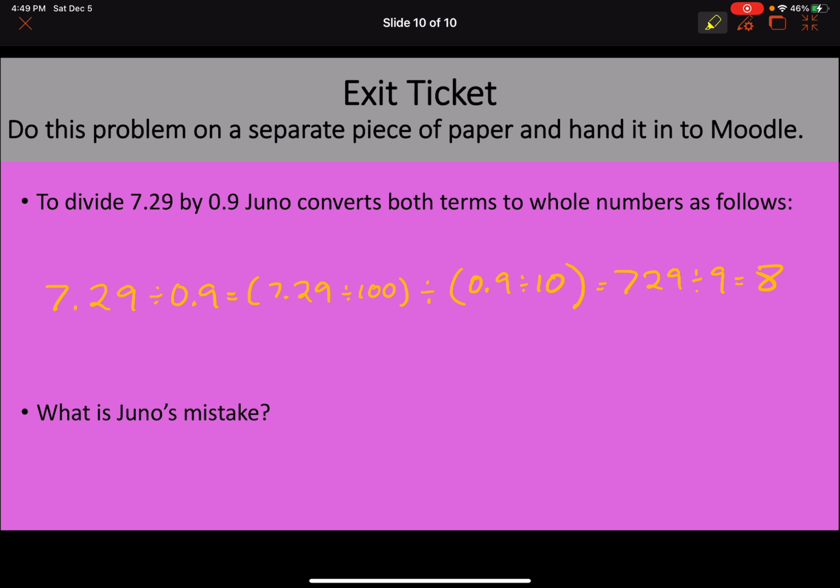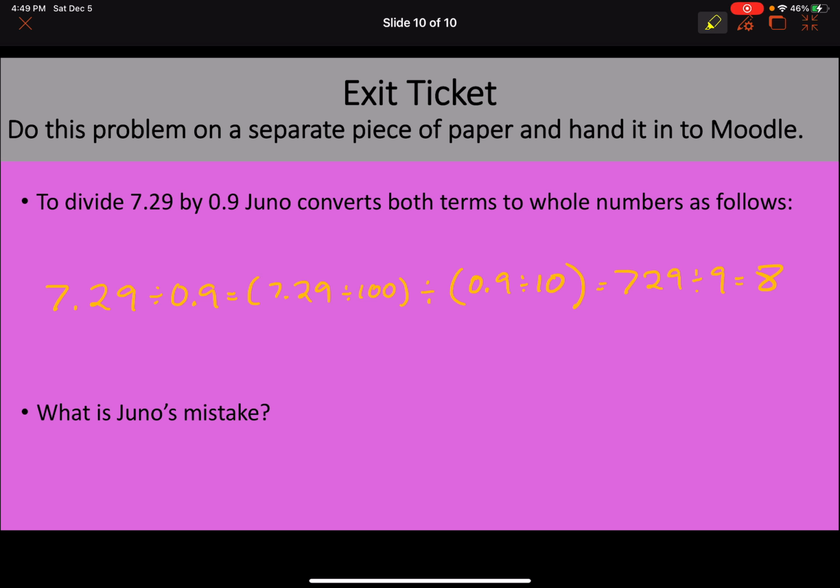Okay, so I have an exit ticket here for you. Part of it is to see if you can find the mistake, and the other part of it is to make sure you're watching the videos. But just to see your understanding. So what you're going to do is you're going to do this on a scrap piece of paper. You're going to take a picture of it, and you're going to put it into Moodle.